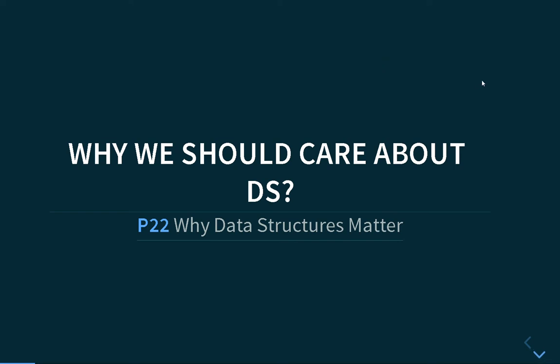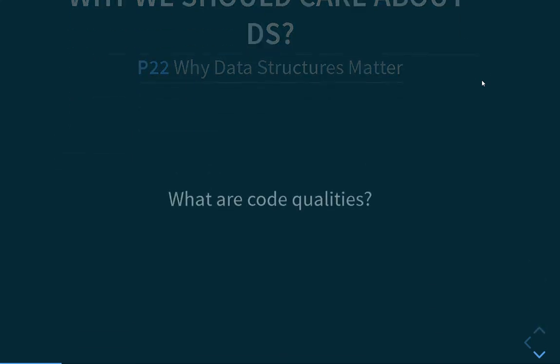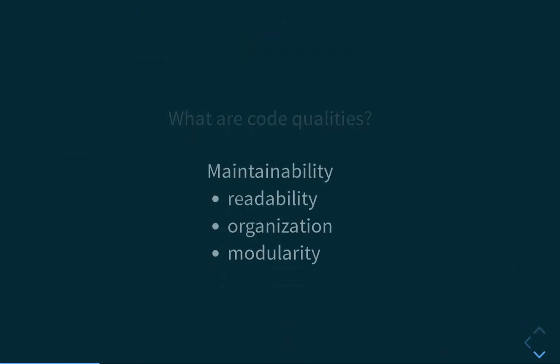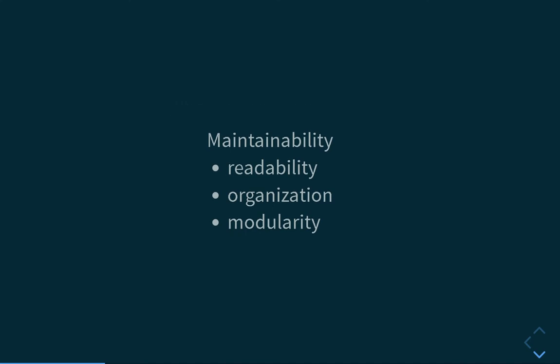All right, let's learn about data structures. Why should we care about data structures, right? It affects our code qualities, and among our code qualities, one of them is maintainability, right? And underneath maintainability, we have a lot of different qualities that we have to care about.